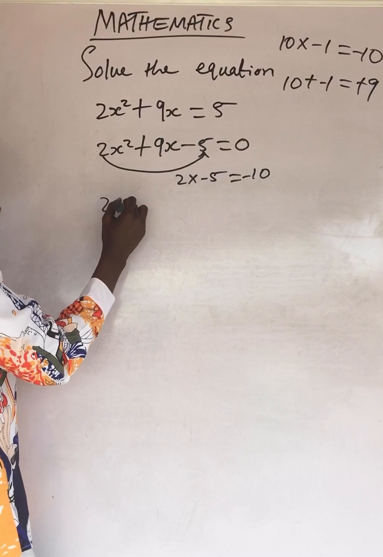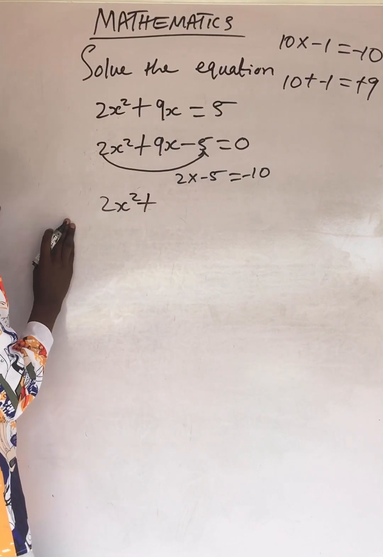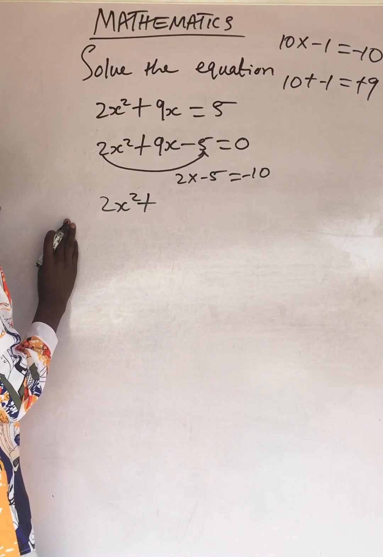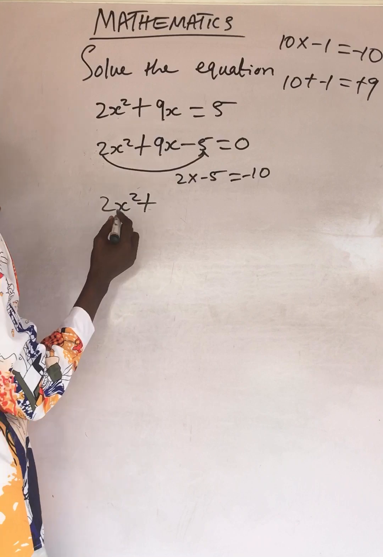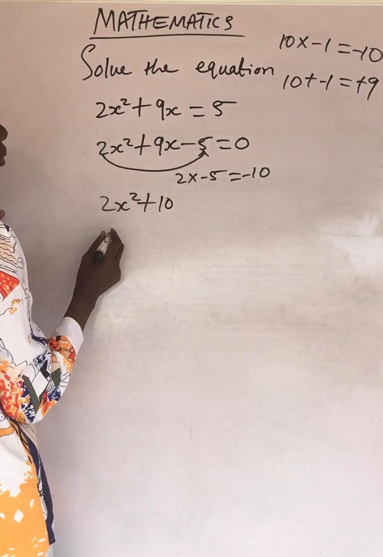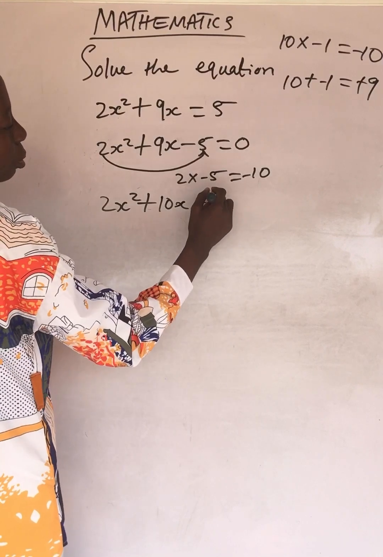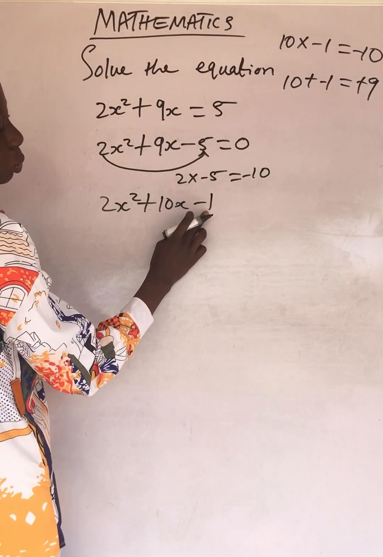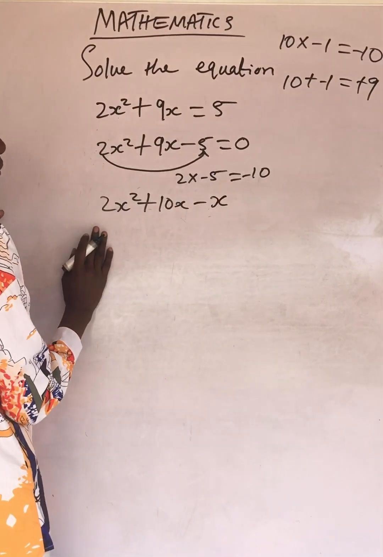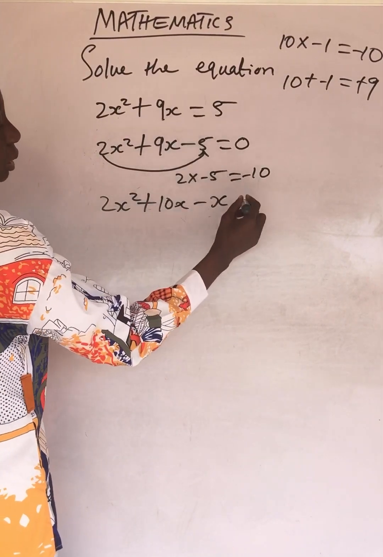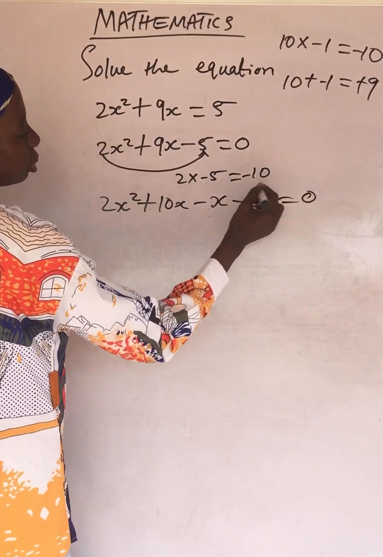So I will have 2s squared plus, the next thing I will take now, I will take 10. I will take 10s, then minus 1, and that 1s is the same thing as what? Just s. Okay, then the next thing here is minus 5 equal to 0.